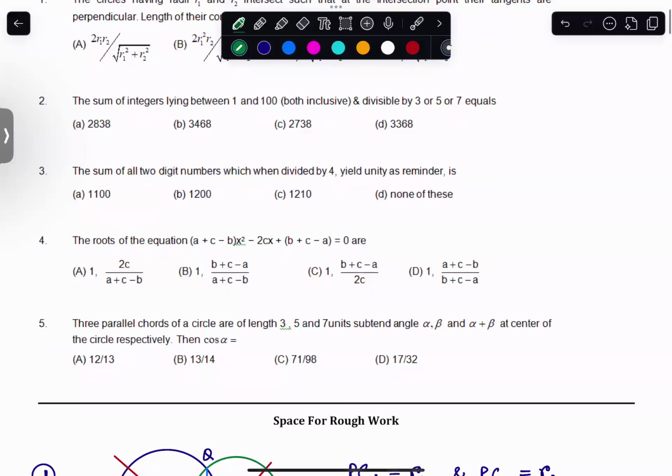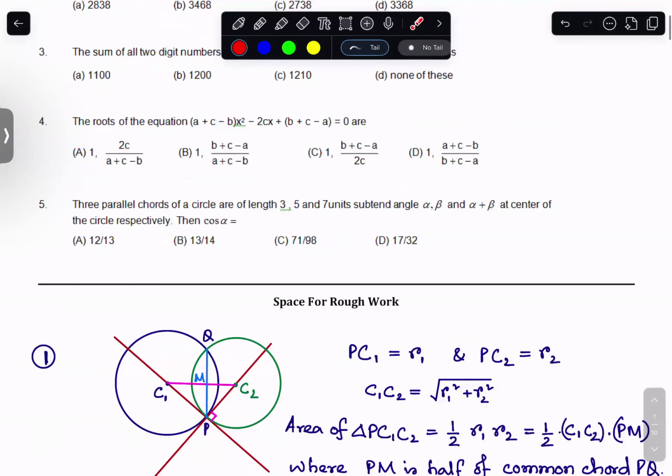Are you all comfortable with the idea of question number 2? Divisible by 3 or 5 or 7. So over here it's like a union of 3 sets, right?